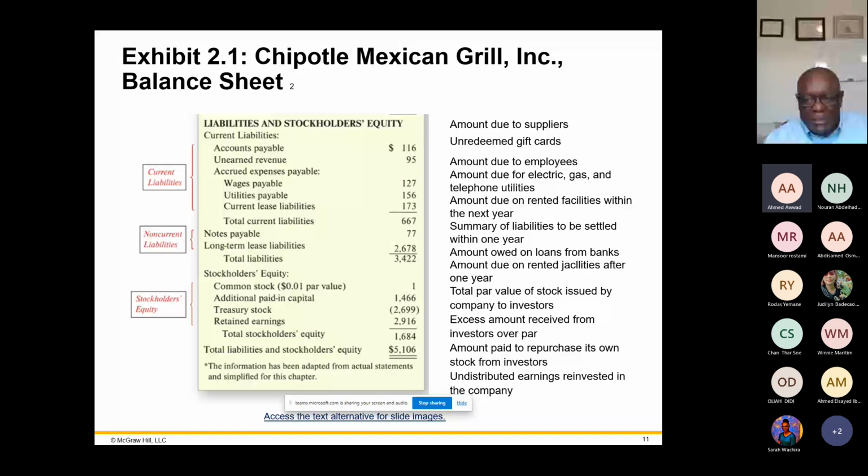Question, Professor. When we say par value, does it mean per one stock? Yeah, per one stock. One stock is $0.01. Okay, and so 1 million equals 10,000. So if we say $1 million, it equals 10,000 shares. Yes, right? Just what you should know is how many shares you want.